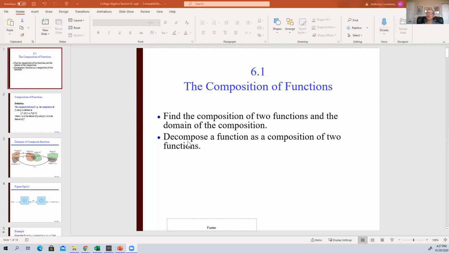Then we're going to decompose functions as well. You'll need that more in calculus than you will in algebra, so we won't spend too much time on the first part, but we're going to spend some time on this idea of composition of two functions.